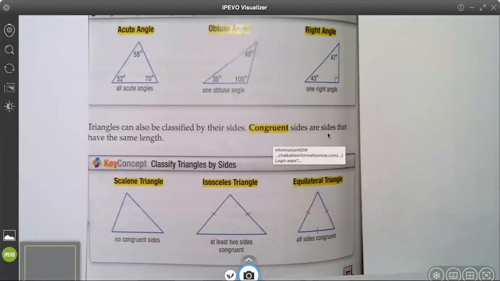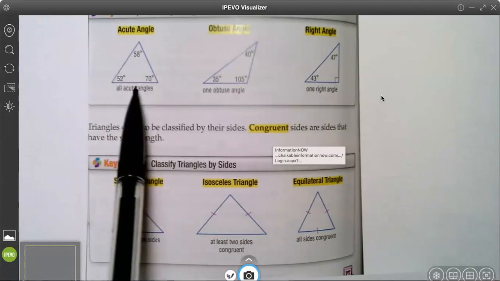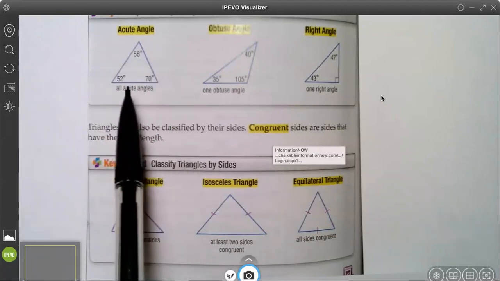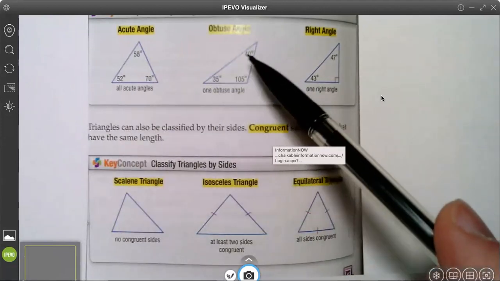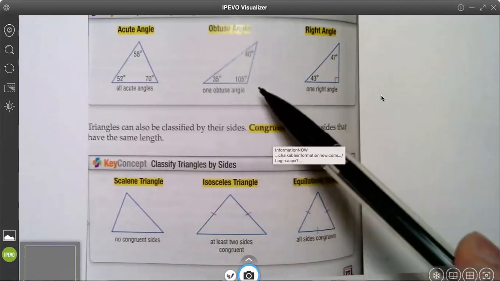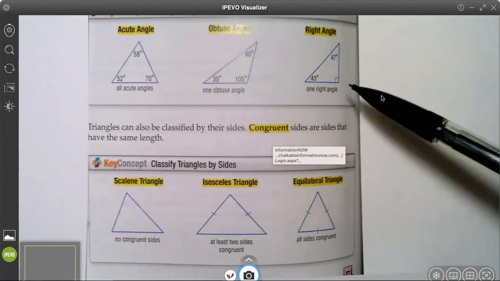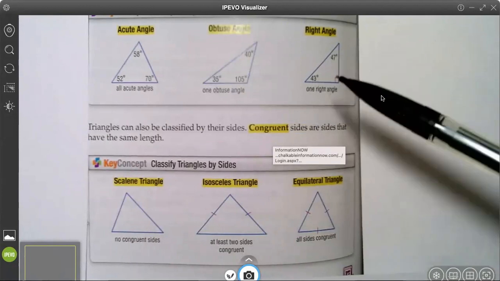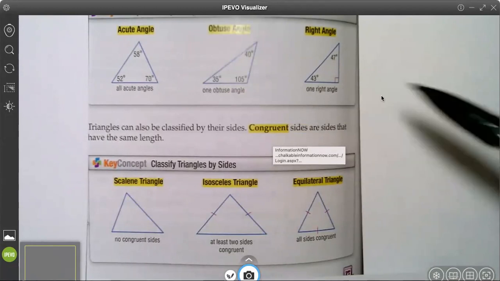And again, congruent sides are sides that have the same length. Congruent means equal. Congruent means the same. So all three angles on this one are different, which means all sides are different. So that would be an acute scalene triangle. Here we have all angles different, which means all sides are different. So we have an obtuse scalene triangle. Here all angles are different, which means all sides are different. So this is a right scalene triangle.